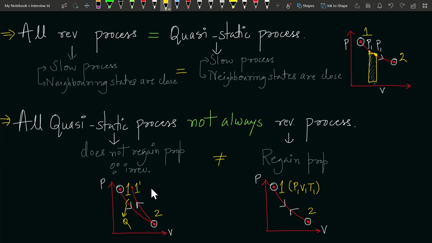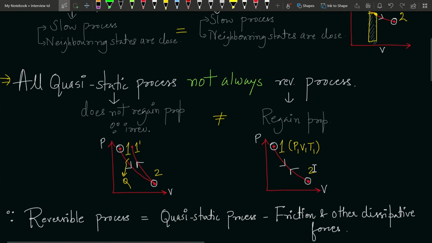Now you might have understood that any reversible process is very slow, therefore you can also name it quasi-static. But any quasi-static process has some effect on the surroundings, therefore you cannot name it a reversible process, because a reversible process does not leave any effect on the surroundings. Therefore you can also say that if you eliminate the frictional and other dissipative forces from the quasi-static process, then that will be a reversible process.